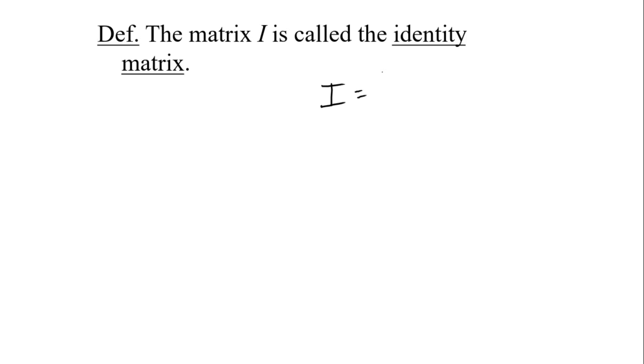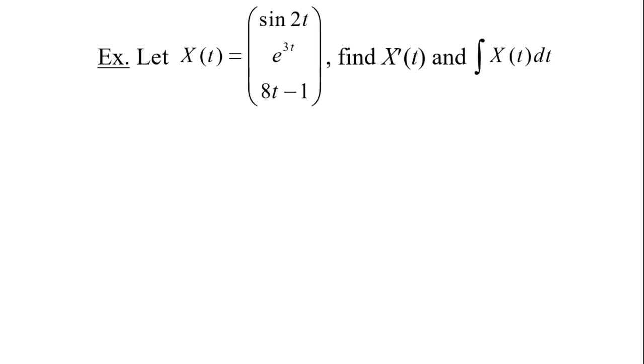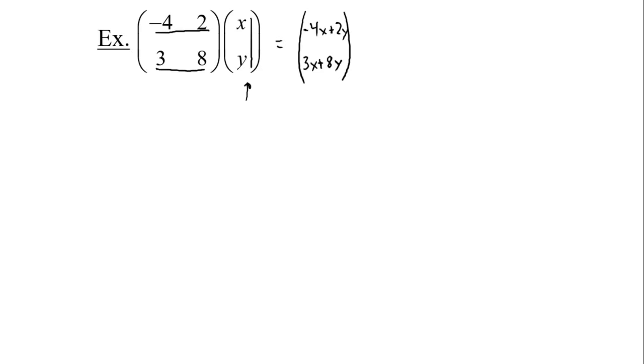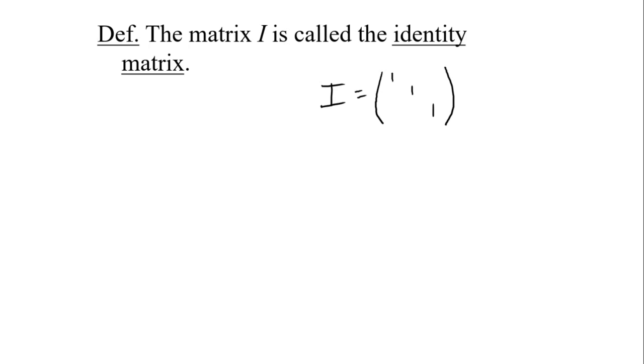is the matrix where the main diagonal is all ones. And remember, main diagonal means the entries where the row number is the same as the column number. So we have row 1, column 1, row 2, column 2, row 3, column 3. All those are ones. And all the other entries are zeros. So this is what we mean by the identity matrix.